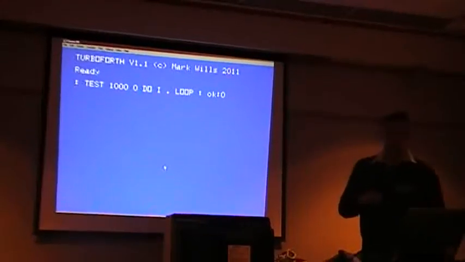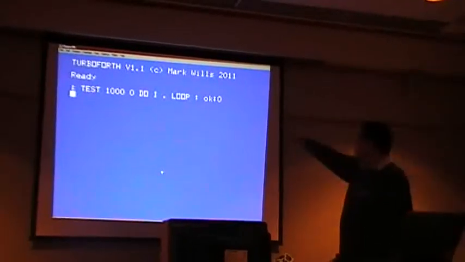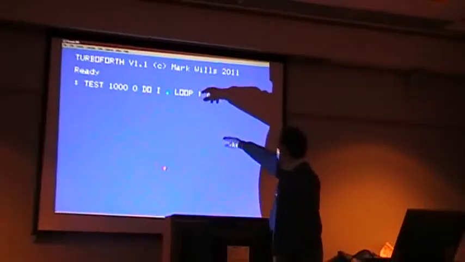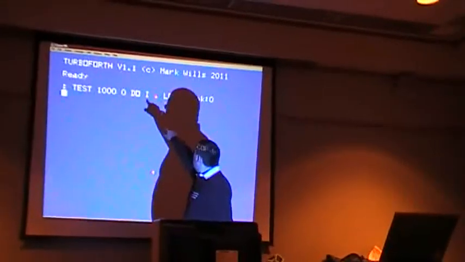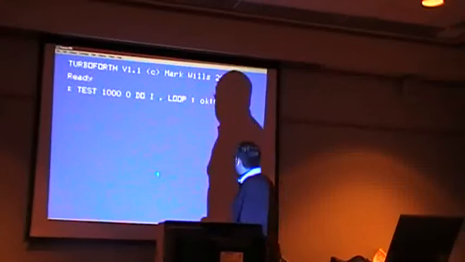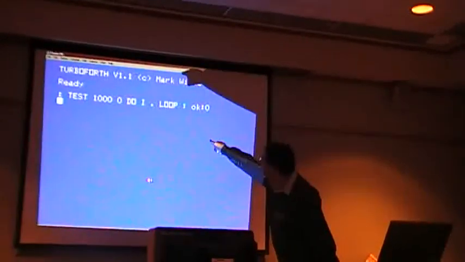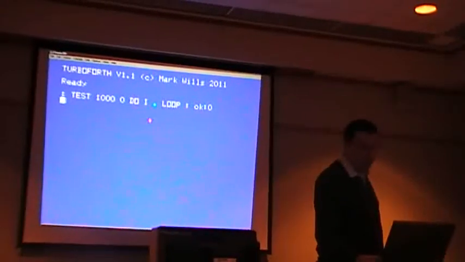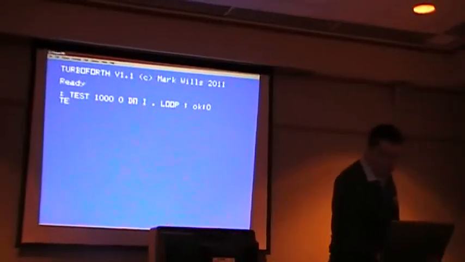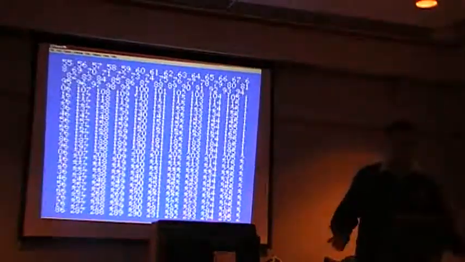Dot displays the top value on the stack. So what I does is places the current index on the stack, and then the dot will display it. Then we loop back to do again. So when we run it, we get that.